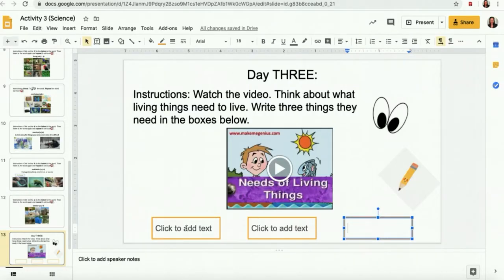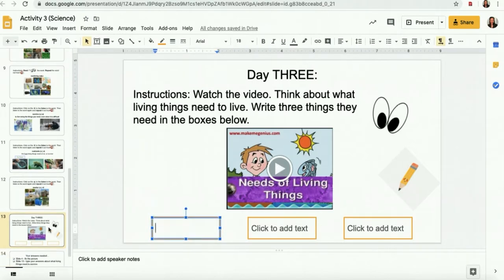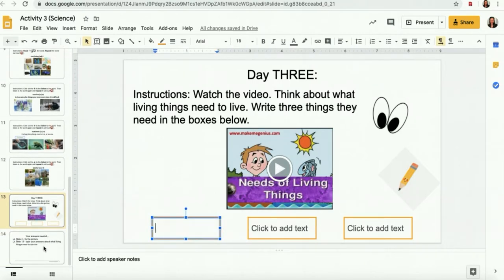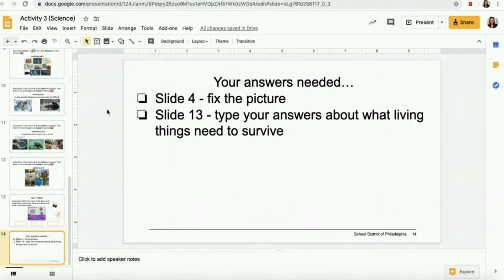So you're going to come back to slide 13 and you're going to add in what living things need in order to live. And if you want to watch the video again, you simply click on the video. So to recap, and let me just make sure I have these slides correct. Your answers are going to be needed on slide 4. We're going to fix the picture. You can bring the animals into the picture where you think they would be standing. Slide 13, you're going to type your answers about what living things need to survive.